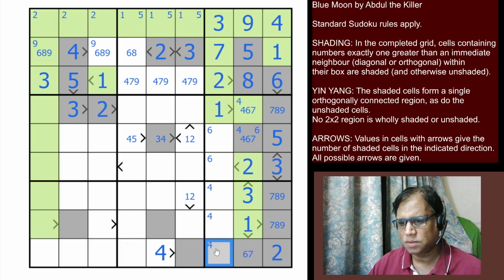How does that help us? So that's not 4. 4 is one of these. 6 7 7 8 9. 2 7 8 9 7 7 8 9. This must be.